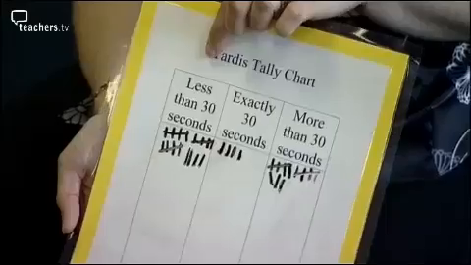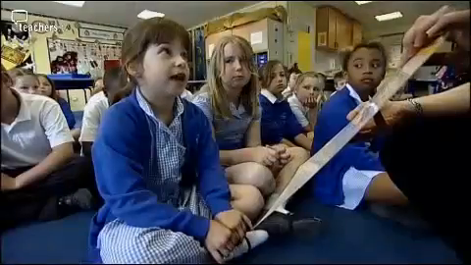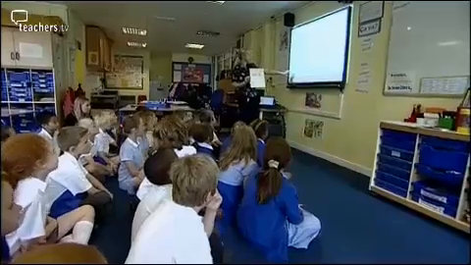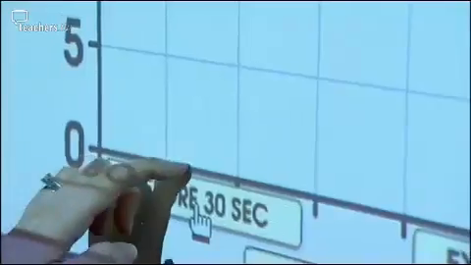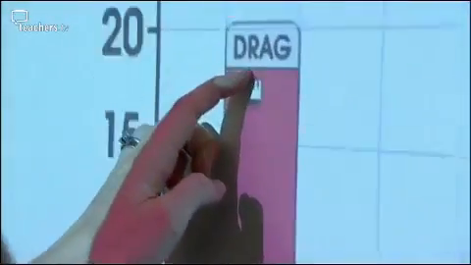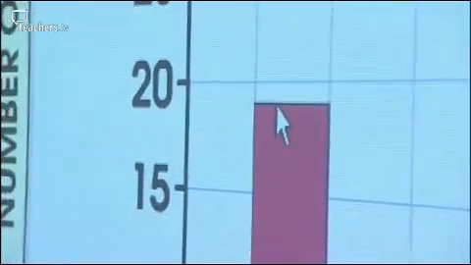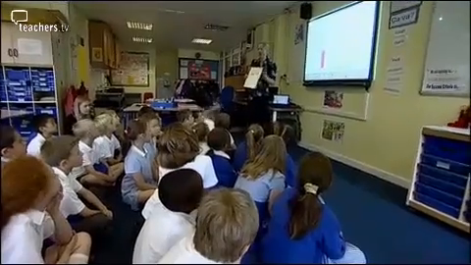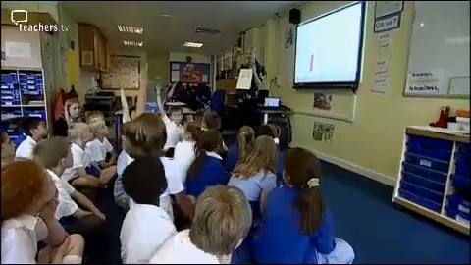Isabella, how many people came out in less than 30 seconds? 19. Thank you, well done. We can use our chart here to put on 19 people. So if we take this up, we can show there that 19 people came out before 30 seconds. Hands up if you came out of the TARDIS exactly 30 seconds.